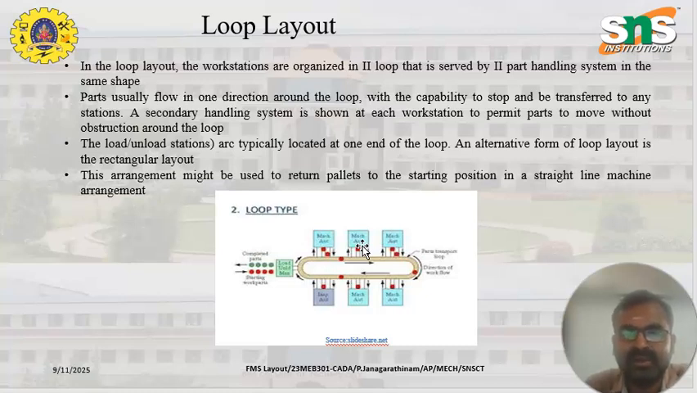The loading and unloading stations are at one end of the loop. In the inline layout, the loading station is the starting point, and at the end of the straight line we fix the unloading station. But here both the loading and unloading stations are located at the same end of the loop. This is the basic difference from the other layouts.